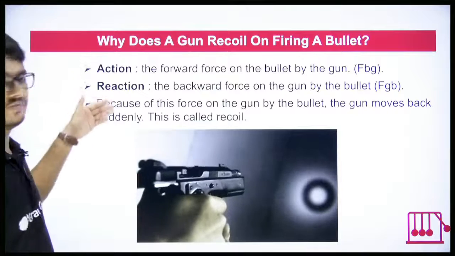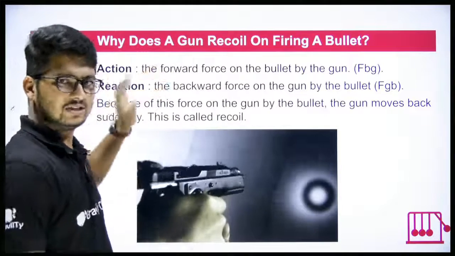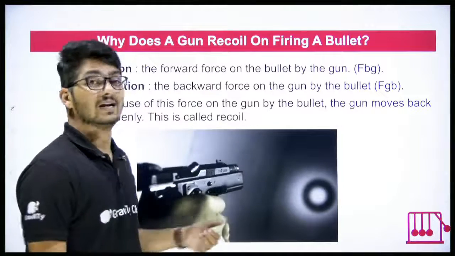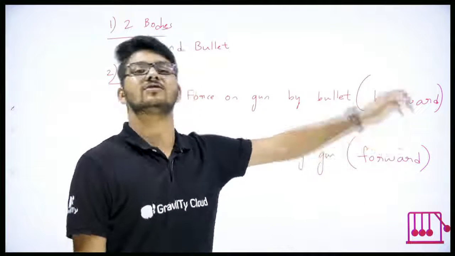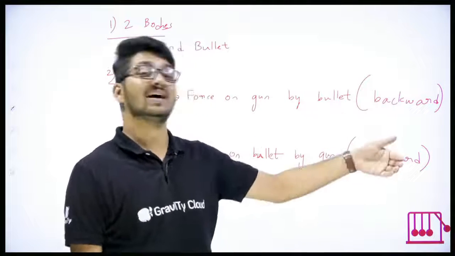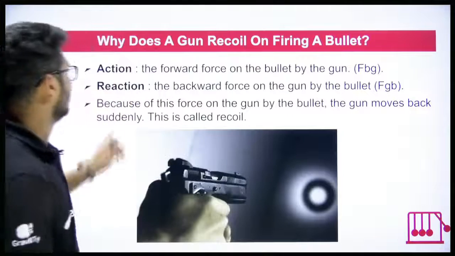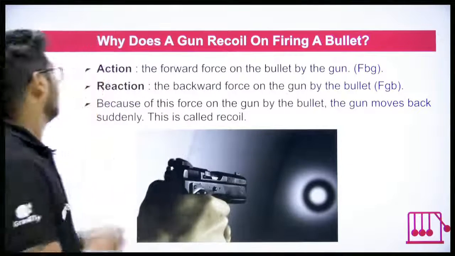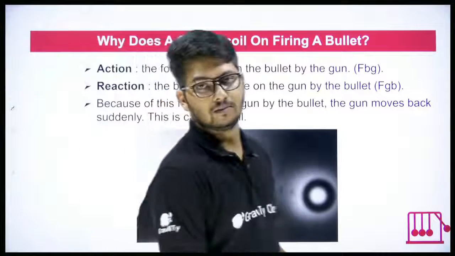So you identified the two forces, FBG and FGB. One of them is action, the other is reaction. Anything, it's up to you. On the gun, there is a backward force, and that is the reason why the gun comes back. Because of this force on the gun by the bullet, the gun moves back suddenly, and that is called recoil.